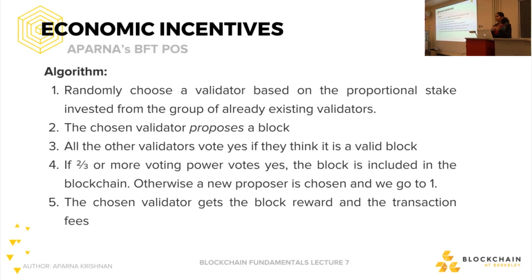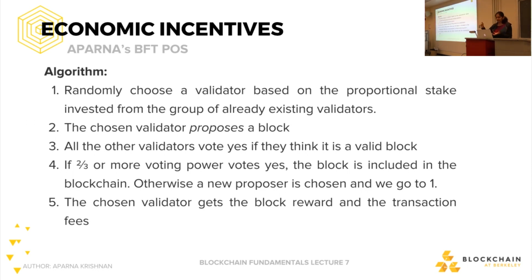Okay. So one way I like to distinguish between the chain-based and the BFT-based proof of stake is in the chain-based proof of stake, the validator creates a block, versus in the BFT proof of stake, the validator proposes a block. So this is an example of Aparna's BFT-based proof of stake. Here, again, you repeat step one where the validator is randomly chosen based on your existing set. So, for example, if Gloria has 3 ether locked up, Nadir has 2, and I have 5, I should be picked as a validator 5 out of 10 times. Gloria should be picked 3 out of 10 times, and Nadir 2 out of 10 times.